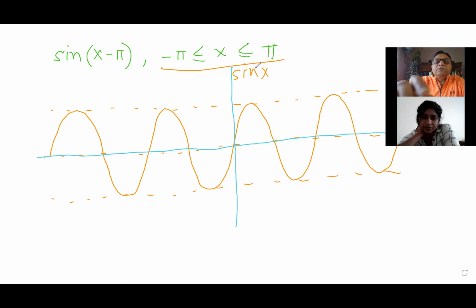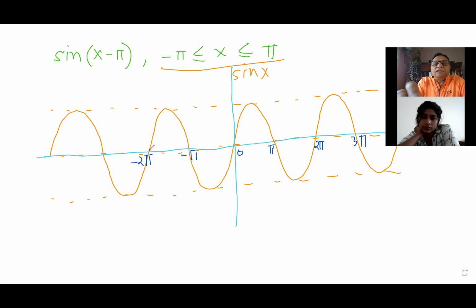So in this particular graph, sine x, the values which I have on my coordinate are 0. This one is pi. This is 2 pi, correct? One wave, correct? 3 pi. Yeah. Similarly, I have minus pi and minus 2 pi. Is this clear to you?